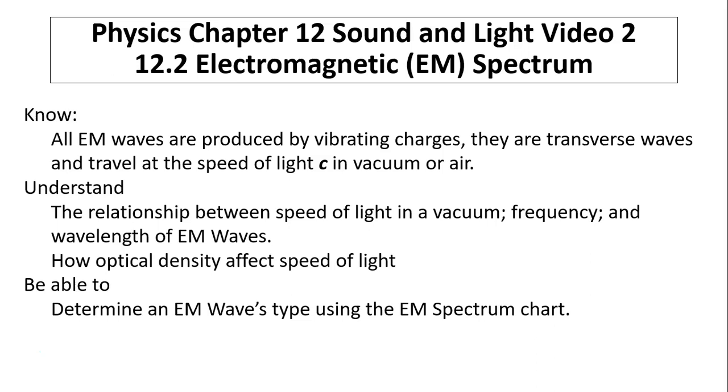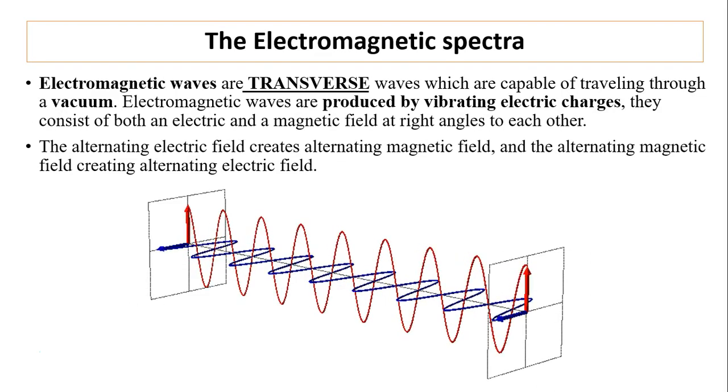The objectives are: know that all EM waves are produced by vibrating charges. They are transverse waves and travel at the speed of light c in vacuum or air. Understand the relationship between the speed of light in a vacuum, frequency, and wavelength of EM waves. Understand how optical density affects the speed of light. Be able to determine an EM wave's type using the EM spectrum chart.